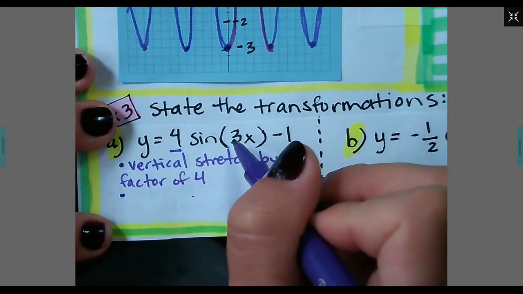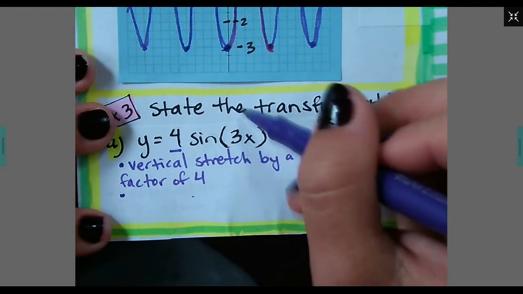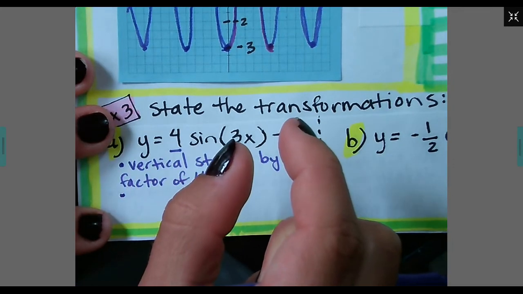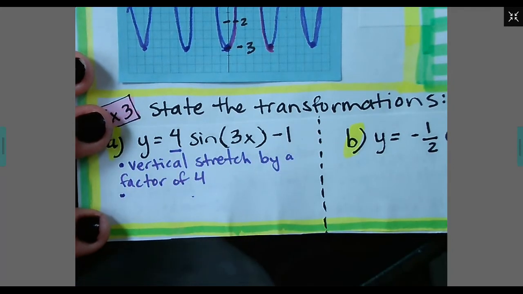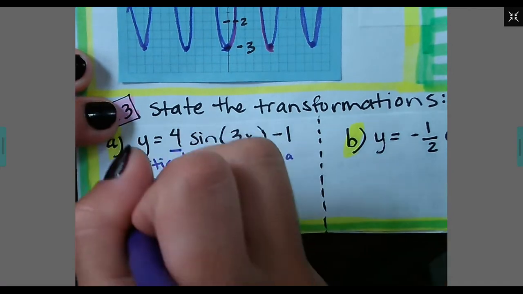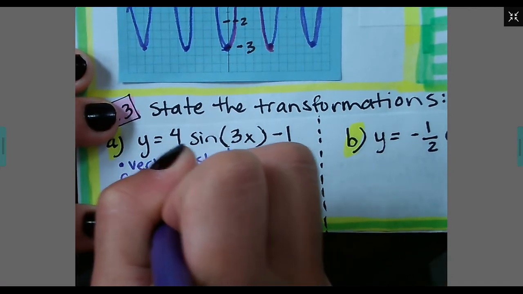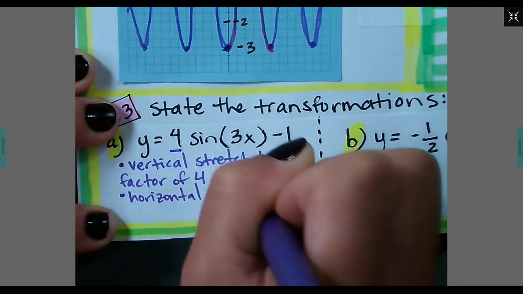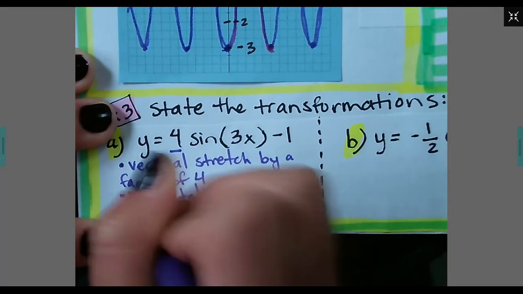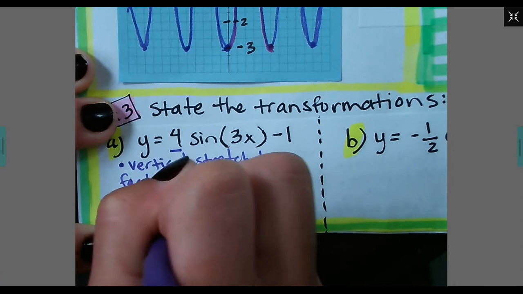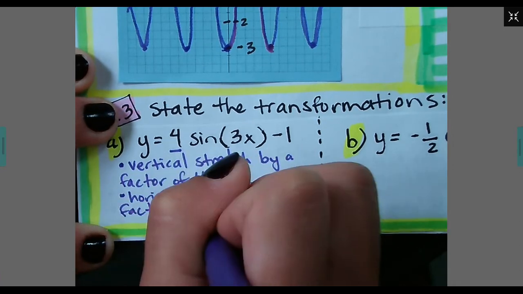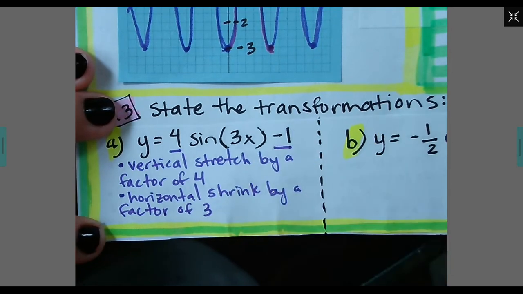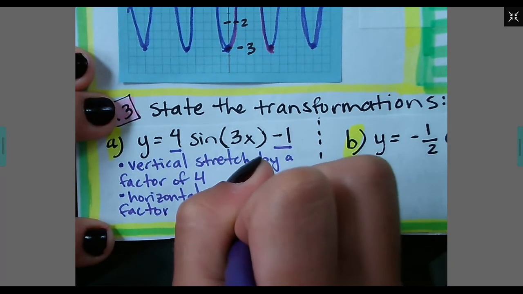Then here, this means 3 waves are going to happen in 2 pi, so it's going to be happening much faster and shorter this way. So I'm shrinking the size of the wave so that more waves can fit in 2 pi. So this is going to be a horizontal shrink by a factor of 3. Okay, and then the last thing is this number on the end, which is just down 1.